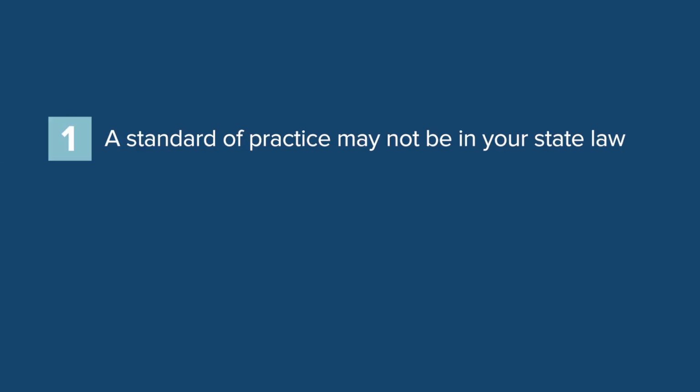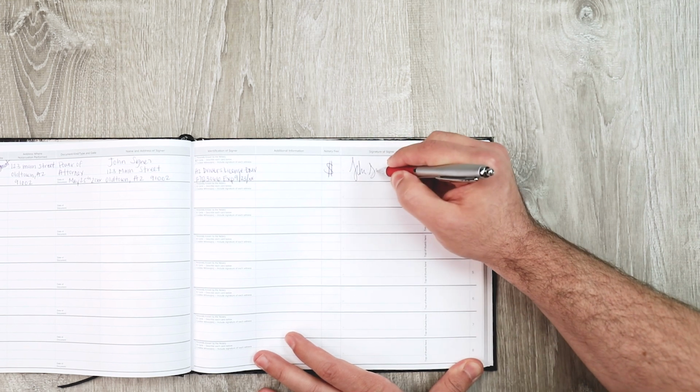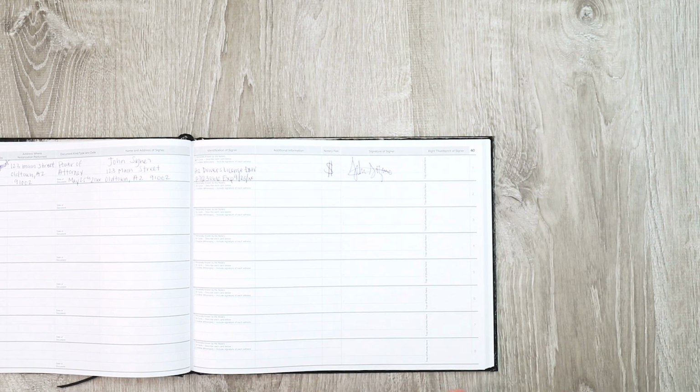Now, three points. Number one, a standard of practice may be found in your state law, but often it is not. For example, a journal. You may have a journal statute, and it might say, here's what you have to record in a journal for each notarial act. But there are even states that require a journal that don't require a journal signature of the signer, but that's a professional practice. So a standard of practice may be found in your law, but it may not be.